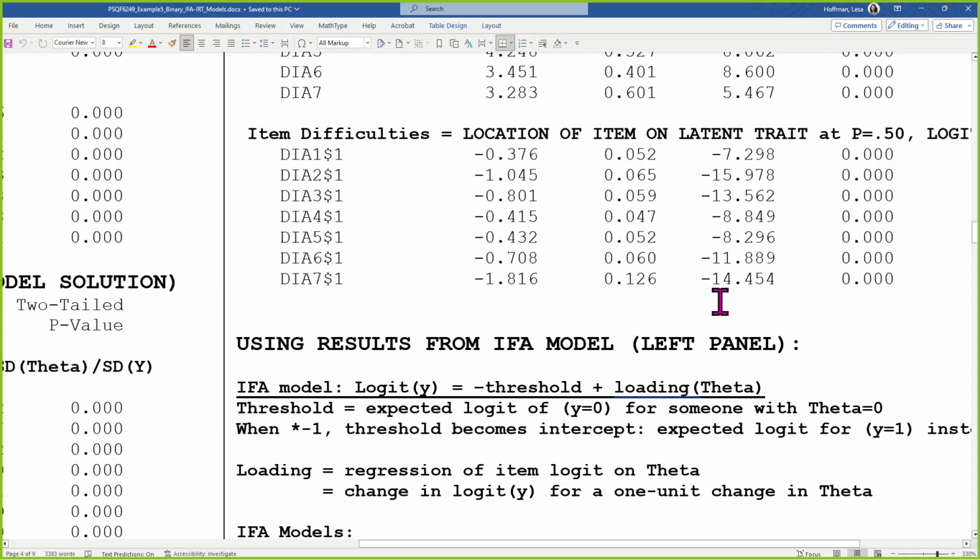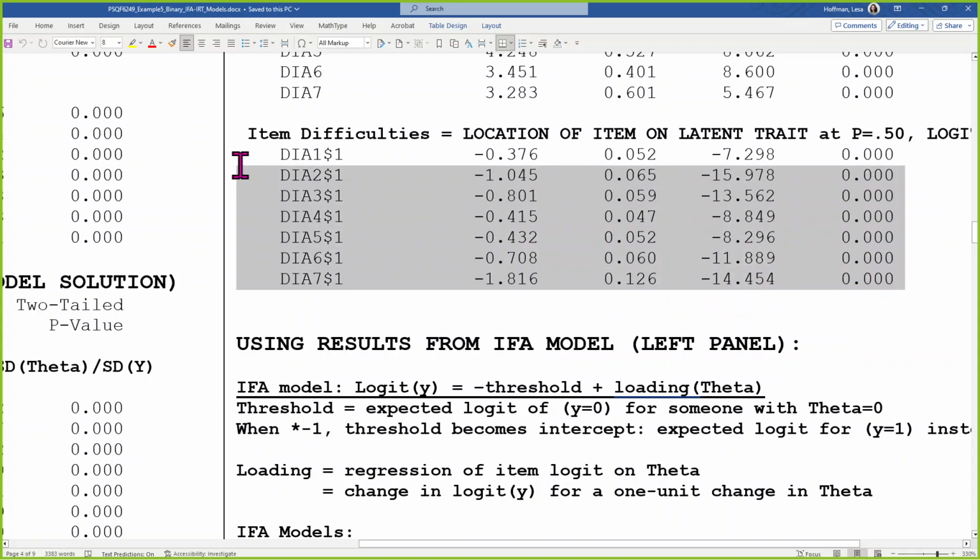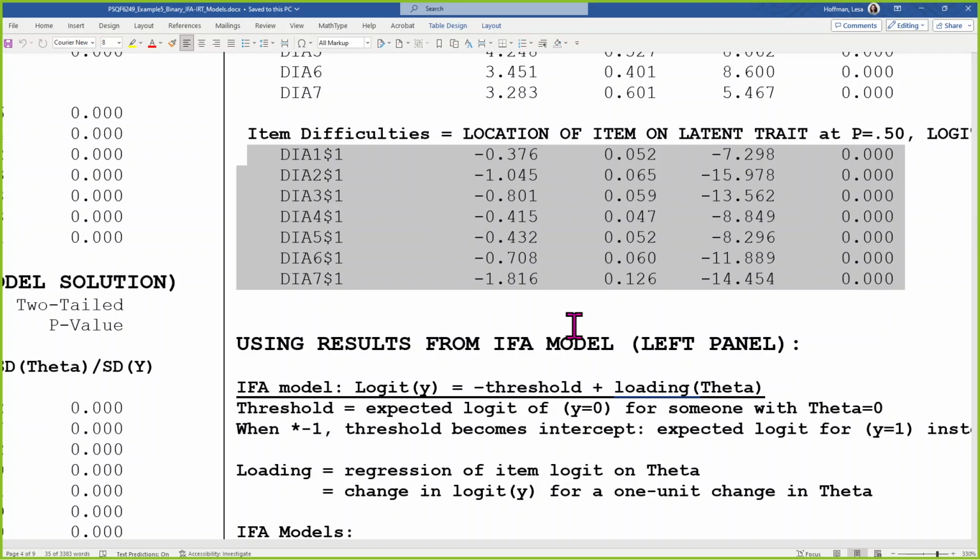More colloquially, these tell you who the item is for. That's the way I think of it. Like, what kind of person is this item going to be maximally useful for in terms of the location on the trait, and then the slope at that point tells you how useful it's going to be at that point.